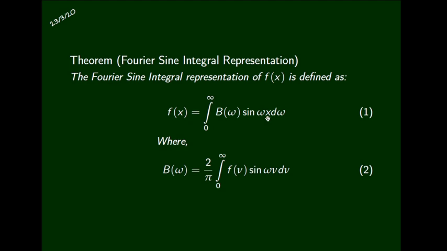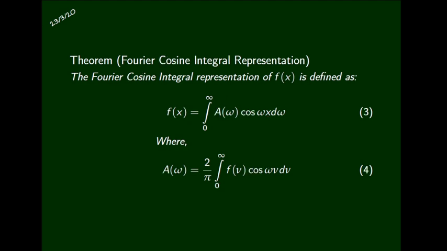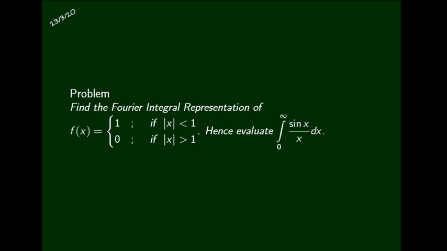Similarly, we can define Fourier cosine integral representation. The Fourier cosine integral representation of f of x is integral 0 to infinity a of omega cos omega x d omega. Here it contains only cos terms. Then a of omega, the Fourier coefficient, is equal to 2 by pi integral 0 to infinity f of nu cos omega nu d nu. That means f of x is written only in terms of cos terms. In Fourier sine integral representation, we express f of x in terms of sine terms.